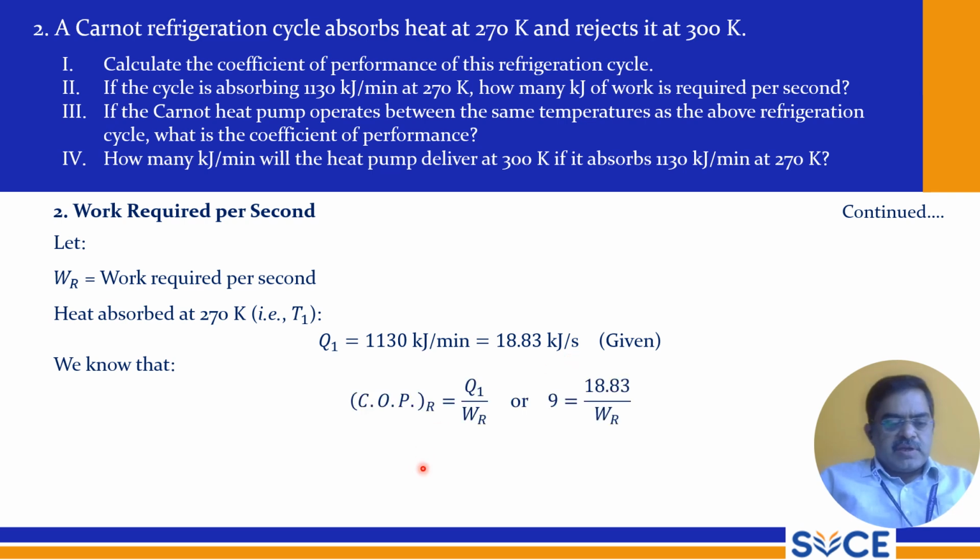Then COP of R equal to Q by W, so Q by W is WR. We know it is 9. In the previous slide we have calculated Q1 is 18.83 per second, and WR is unknown, so we can calculate WR is equal to 2.1 kilojoules per second. So that is the second task accomplished.